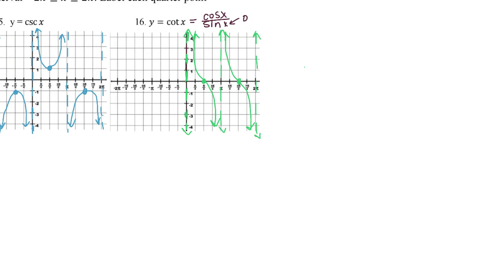So here again we would have an asymptote at negative pi, and over here at 2 pi. And then we would have our zeros here and here. And again, we would continue that pattern. So hopefully this will help you for your test on Friday.